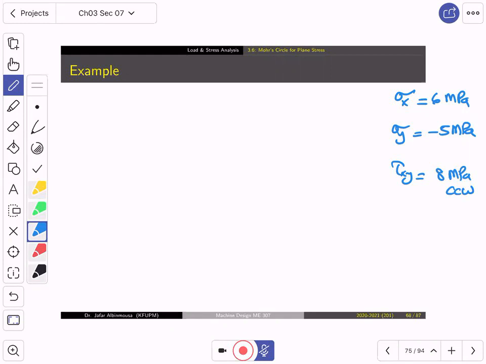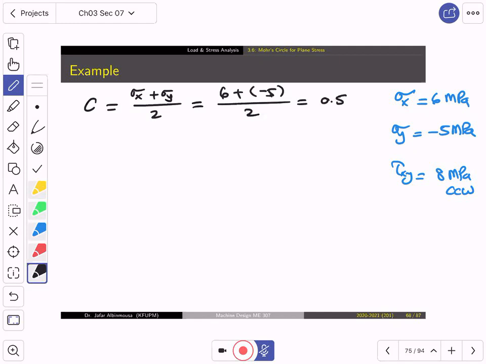Okay, so when we are asked about this, the first thing we are going to do is find the center of the circle. We will call it C. C equals sigma x plus sigma y over 2, which is equal to 6 plus minus 5, is that right, divided by 2. And this is going to give you 0.5. Why? 6 minus 5 is 1, divided by 2 is a half, right? Now we go to the radius r.